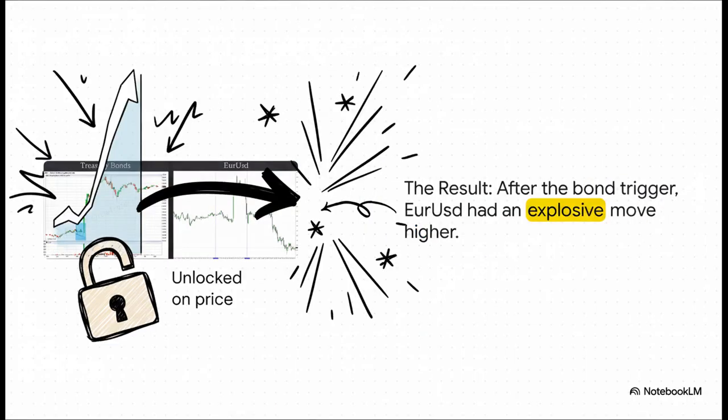And here's the payoff. On the left, you see the bond market taking off like a rocket right after that divergence. And on the right, look at what the Euro/US dollar did at the exact same time. It wasn't a little pop higher, it was an absolute explosion, a massive expansion day. The bond market literally unlocked the price and let it run.